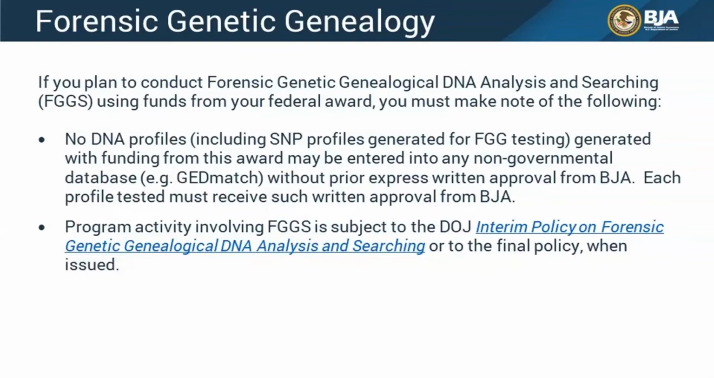Of note, for any projects proposing to use funds for forensic genetic genealogical DNA analysis and searching, or FGGS, you must make note of the following. No DNA profiles, including the SNP profiles generated for FGG testing, generated with funding from this award may be entered into any non-governmental database, such as GenMatch, without prior express written approval from BJA. Each profile tested must receive such written approval from BJA, and once you contact us, we will guide you through the process. Also, any program activity involving FGGS is subject to the DOJ interim policy on forensic genetic genealogical DNA analysis and searching, or the final policy when issued.